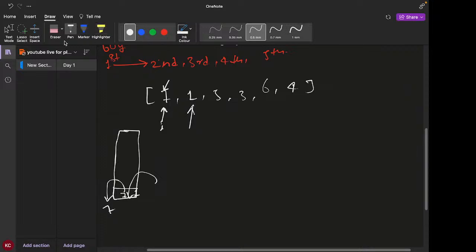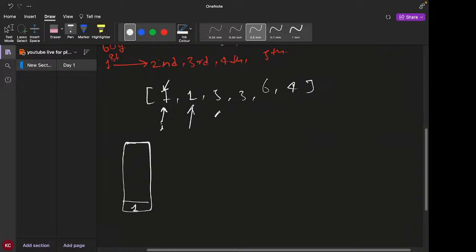So I will do this. I am not able to think of any logic. Then again I move to the 5. Is 5 less than 1? No, so I didn't put it. Again I move to the 3. Is 3 less than 1? No, so I don't put it. Again I move forward and got 6. Is it less than 1? No, so I didn't put it.